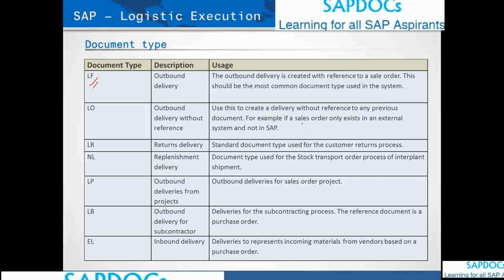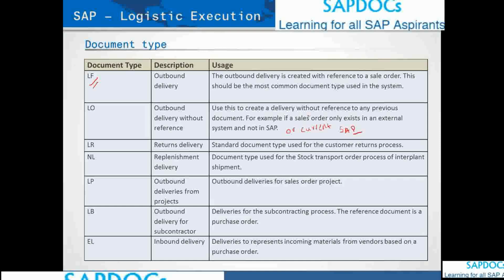Next we have the LO. Next is the LO document type, which is where you create a delivery without reference to a sales order in SAP, or to be more exact, in the current SAP system. And why would I say that? Why would you create a delivery that has no reference to a sales order or a purchase order? Because as a business process, you would want that. You would want the delivery to be from somewhere.